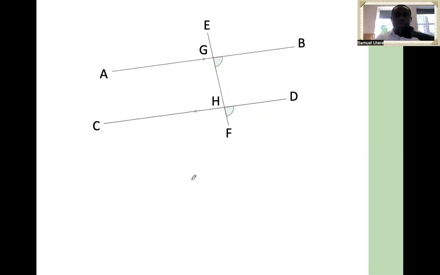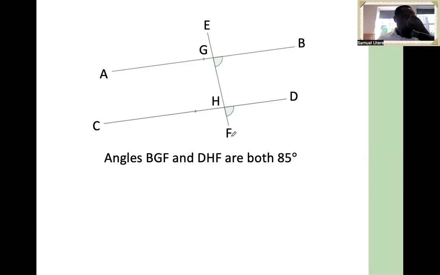What about this one? Angles BGF and DHF are both 85 degrees. Again, notice how the middle letter tells us the position of the angle we are interested in. Angle BGF, and angle DHF. They are both 85 degrees.